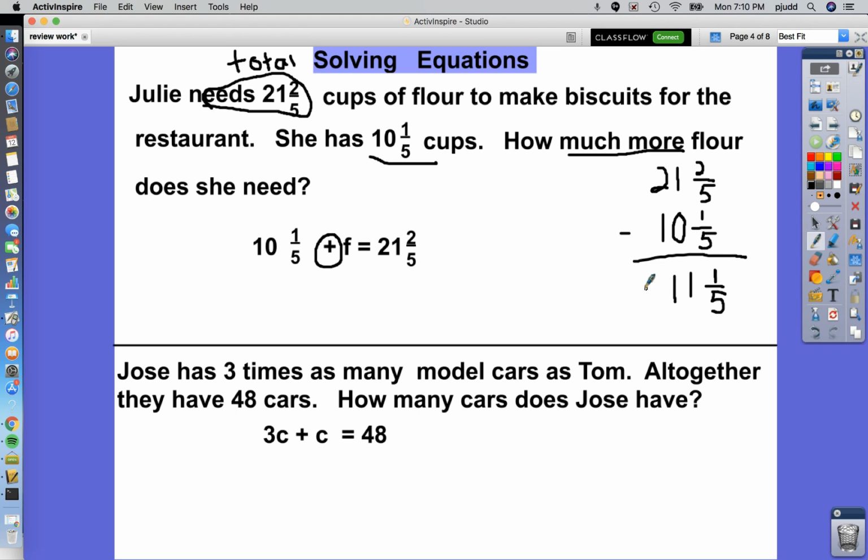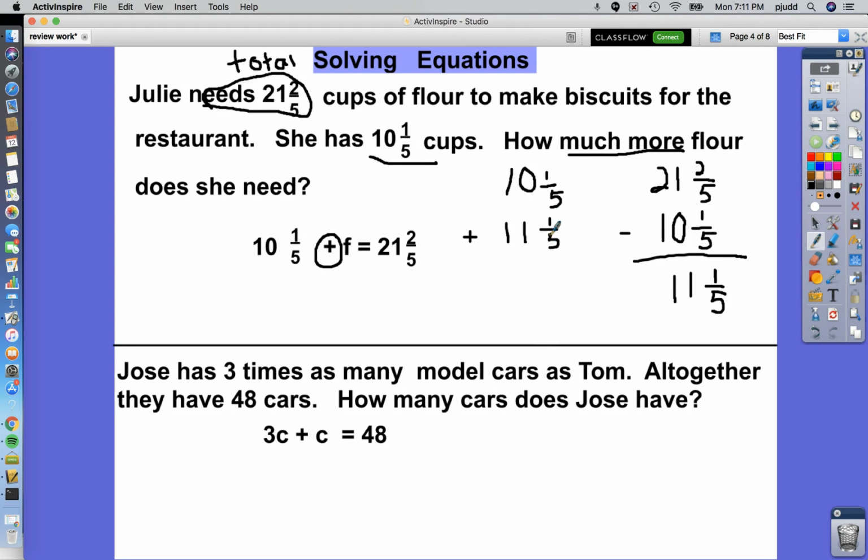Well, I also want to make sure that my answer is reasonable. So I know that I can plug it back into the equation. And when I add these two together, I should get 21 and 2/5. So let's check that out. I have 10 and 1/5 plus, remember, I'm checking my work now. So I'm adding this difference back into my equation. 11 and 1/5.